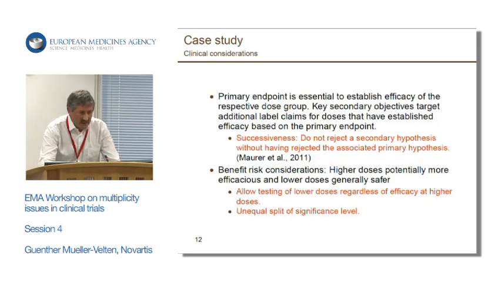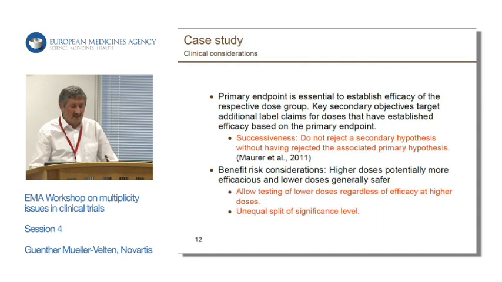So some clinical considerations are given on this slide. The one is that the primary endpoint is essential to establish efficacy of the respective dose group, and the key secondary objectives target additional label claims for doses that have already established efficacy based on the primary endpoint. So that introduces a concept that's called successiveness, that we do not want to reject a secondary hypothesis for a dose without having rejected the associated primary hypothesis.